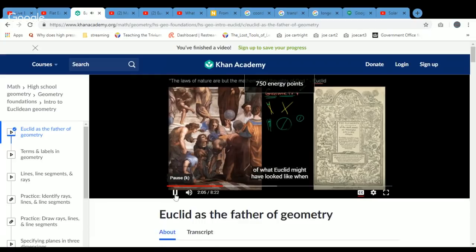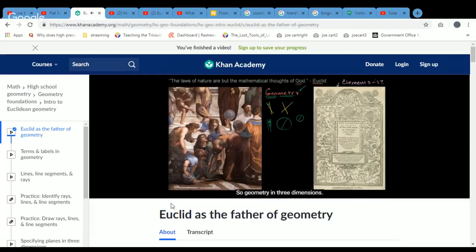Euclid might have looked like while he was teaching in Alexandria. But what made Euclid the father of geometry is really his writing of Euclid's Elements. The Elements were a 13-volume textbook, and arguably the most famous textbook of all time. And what he did in those 13 volumes is he essentially did a rigorous, thoughtful, logical march through geometry and number theory, and then also solid geometry, so geometry in 3 dimensions.